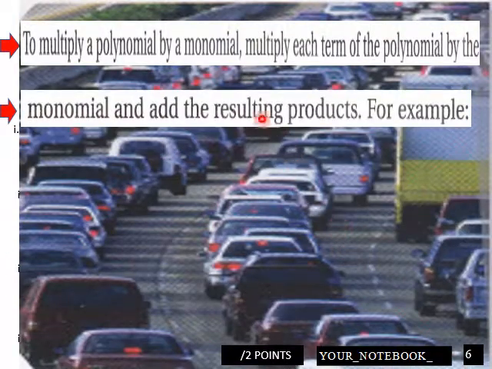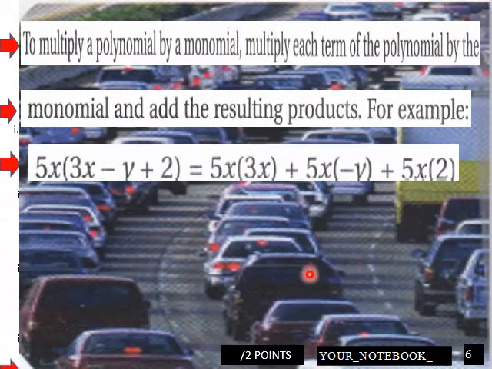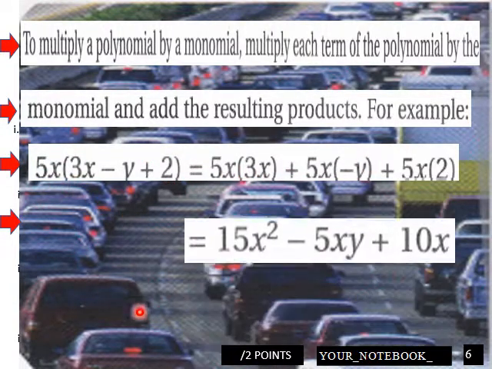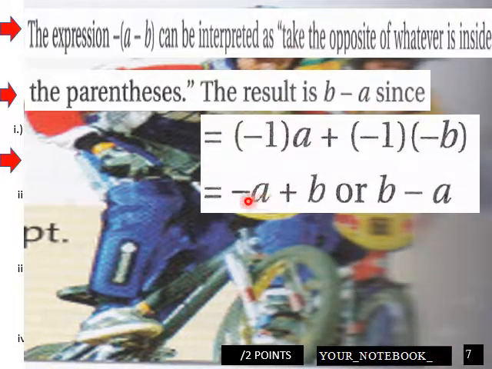To multiply a polynomial by a monomial, so we have this times this, we multiply each term. So here we go with this expression, negative a times this quantity inside your parentheses. The result is b minus a here. You take the opposite of that, then we come up with this here: negative 1 times a, negative 1 times negative b.